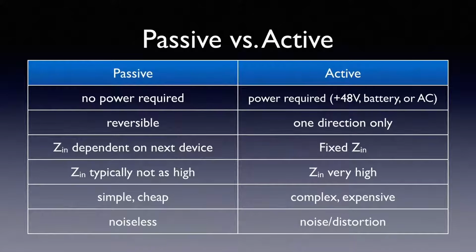They can distort, but they do a better job of impedance matching, providing a very, very high input impedance for whatever instrument source you have there.